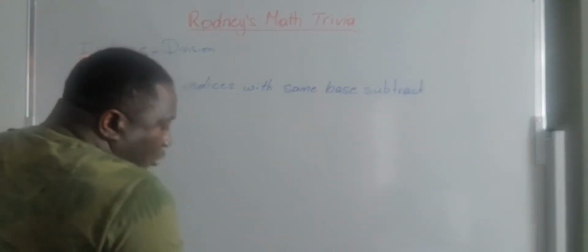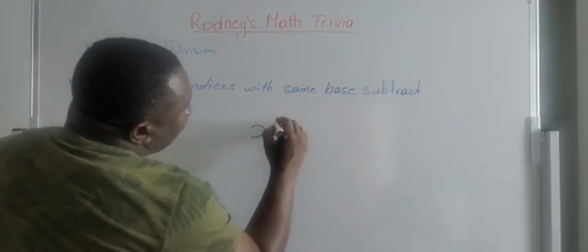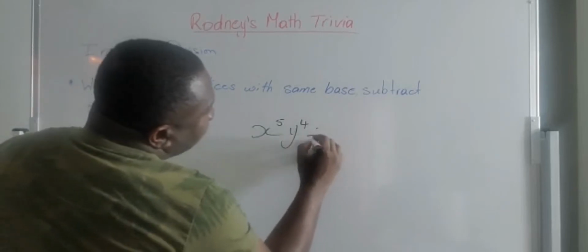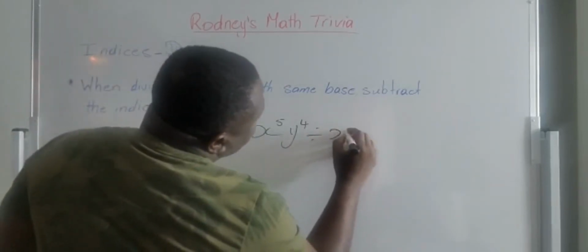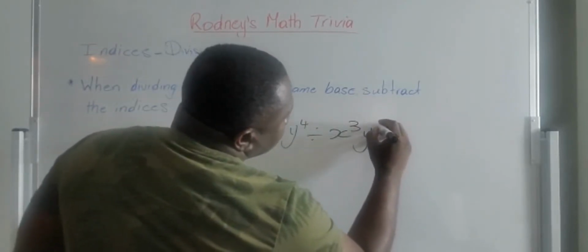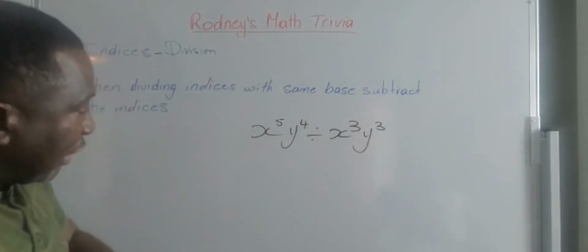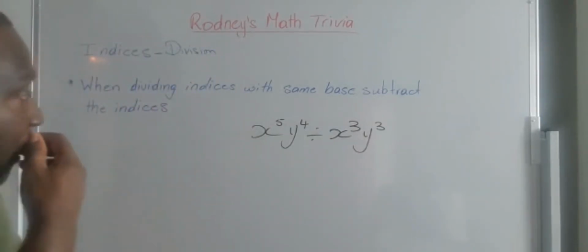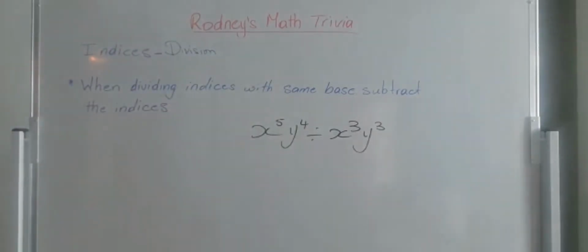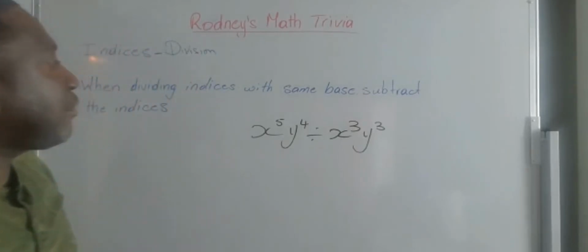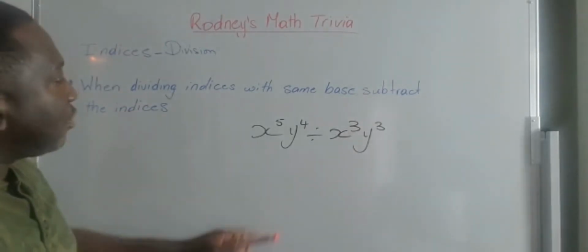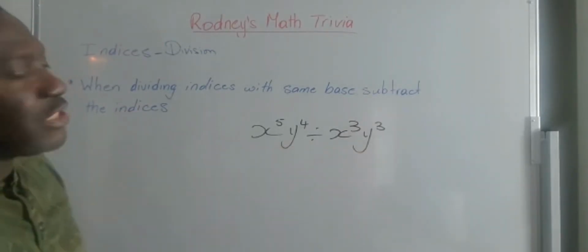I'll go ahead and do another one here. x is being raised to the 5th, y is being raised to the 4th, and we are dividing by x to the 3rd and y to the 3rd power. Again, guys, we need to look carefully whether or not the bases are the same. So we can group x with x.